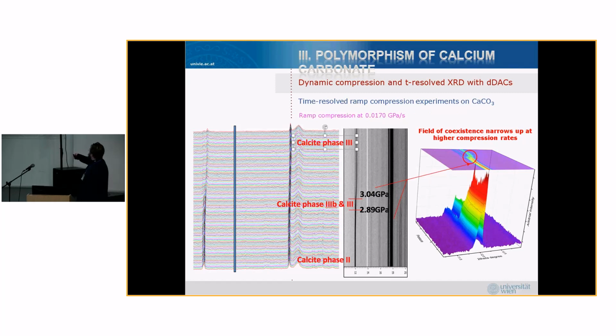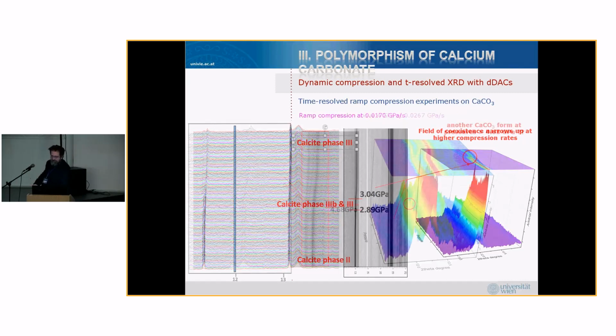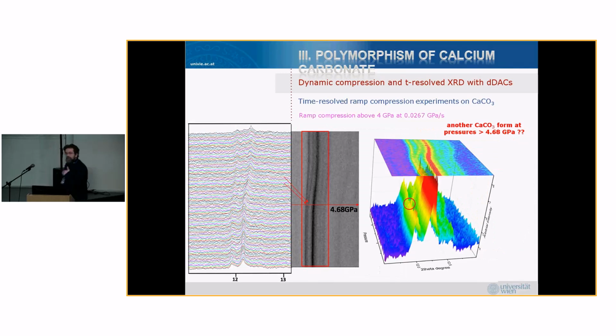Then we found, very interestingly, that if we change the compression rate, this field of coexistence is narrowing, and it's pushing these equilibrium boundary conditions around. So you will see in a second, when I show this later, after this image here, that you will get new transition points, basically. But at 4.7 GPa, something additional happened.